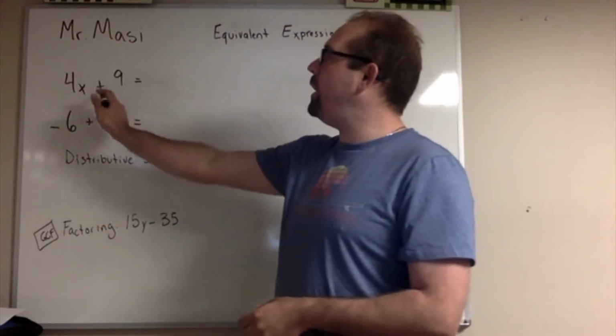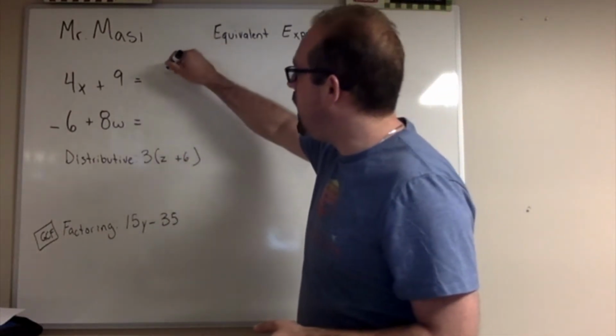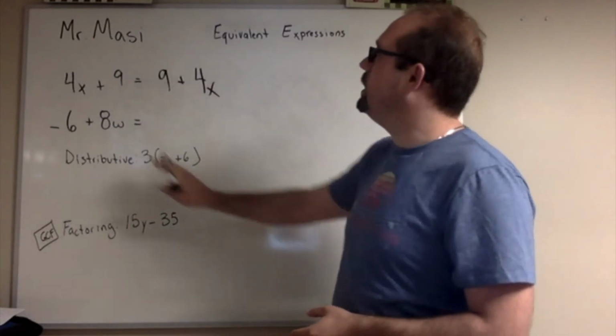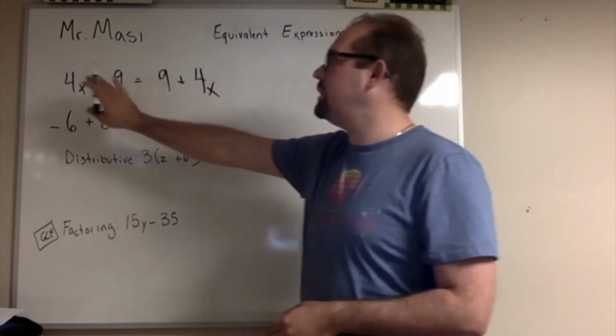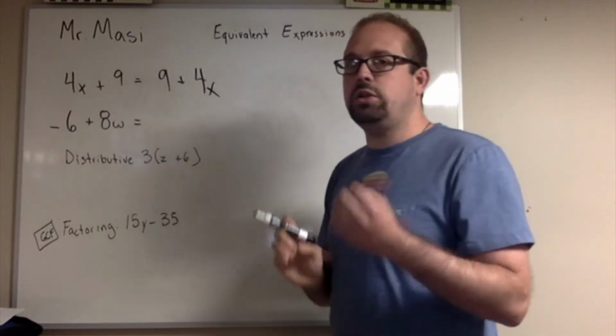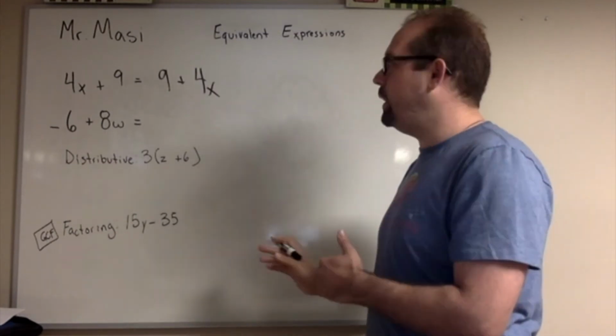So if I have 4x plus 9, that's the same as 9 plus 4x. With this specific example, it does not matter the order it goes as long as I'm making sure I bring whether it's a positive or a negative along with it.